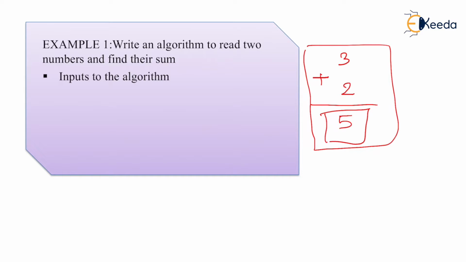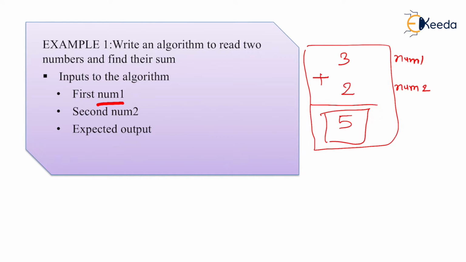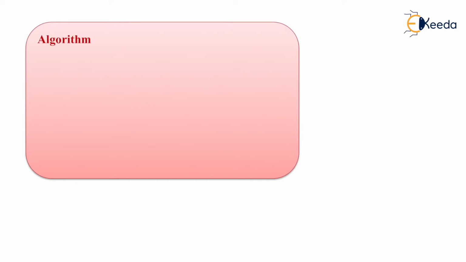Answer is: inputs to the algorithm. Second, first number 1, third, second number 2. So I'll say my 3 is number 1 and my 2 is number 2. And the 5 is my expected output. Next, sum of the two numbers. So we have added these two numbers, and so how will we write the algorithm for this?